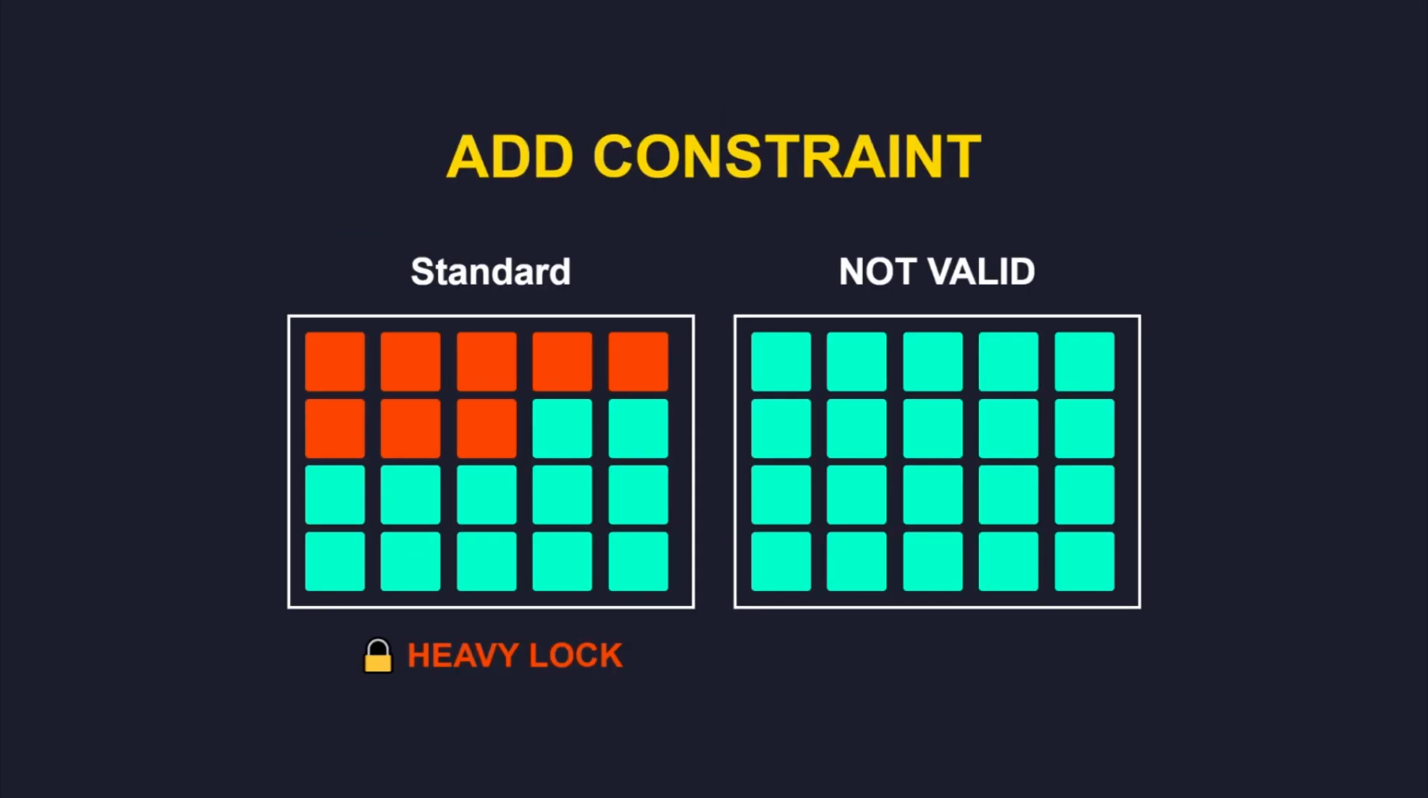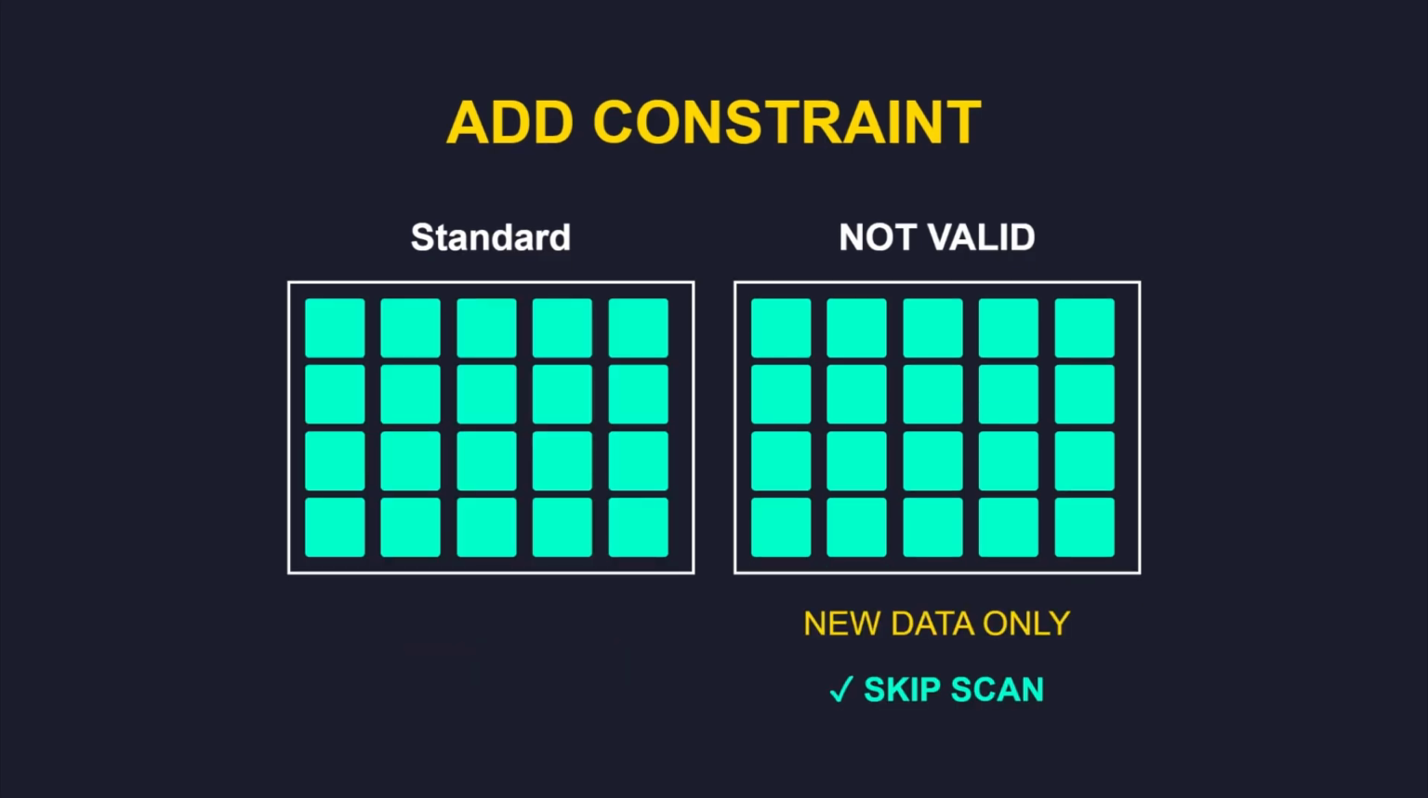When adding a check constraint or a foreign key, use the NOT VALID clause. This tells Postgres to enforce the rule for new data immediately, but skips the time-consuming scan of existing rows that would otherwise require a heavy lock.